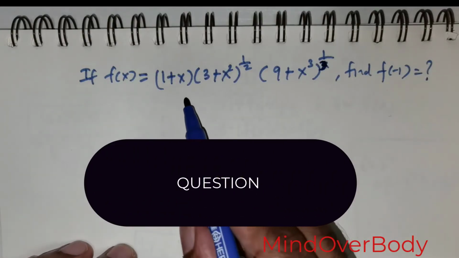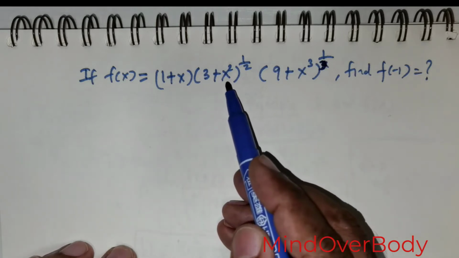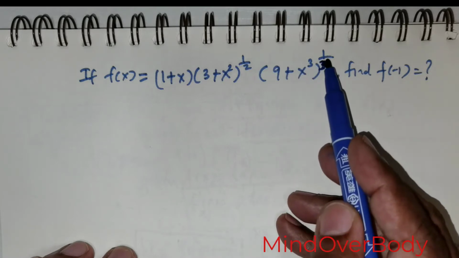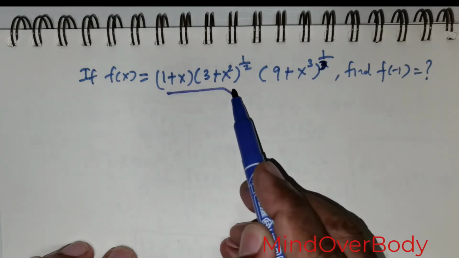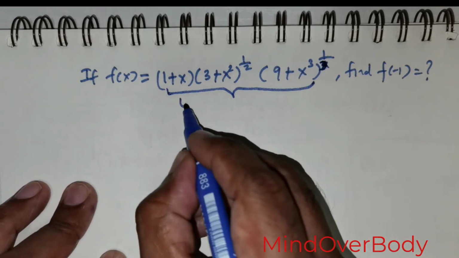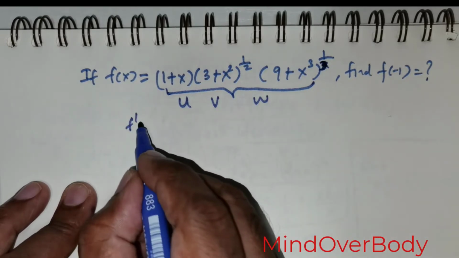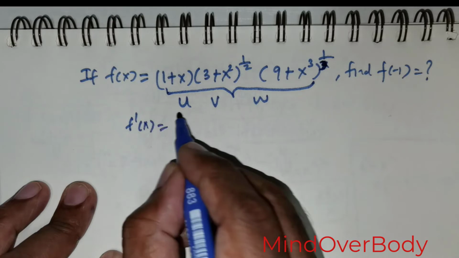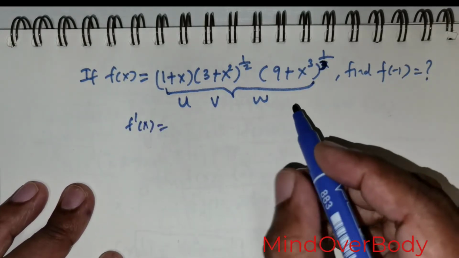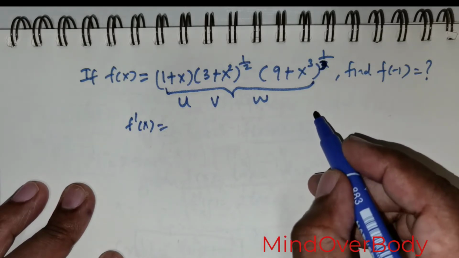Students, we are given this question: f of x is equal to 1 plus x times 3 plus x squared raised to the power of 1 over 2 times 9 plus x cubed raised to the power of 1 over 3. So you have a product of 3 terms. So if you were to take this as u, v, w, you will have to find the differentiation of u, v, w. Now before I could proceed on with the differentiation of u, v, w, I would like to show you some rules in differentiation.